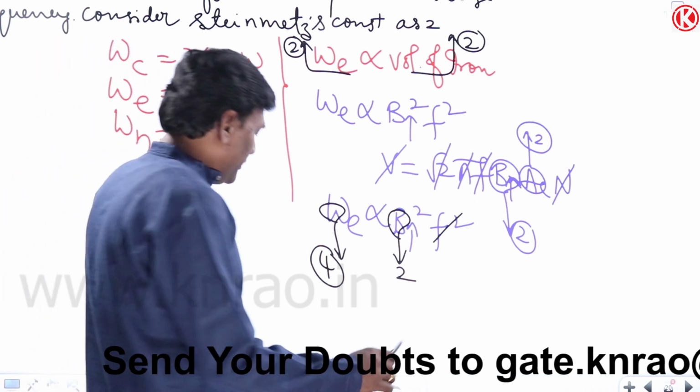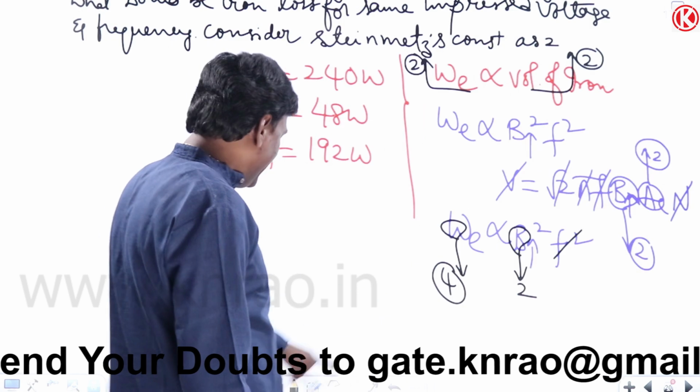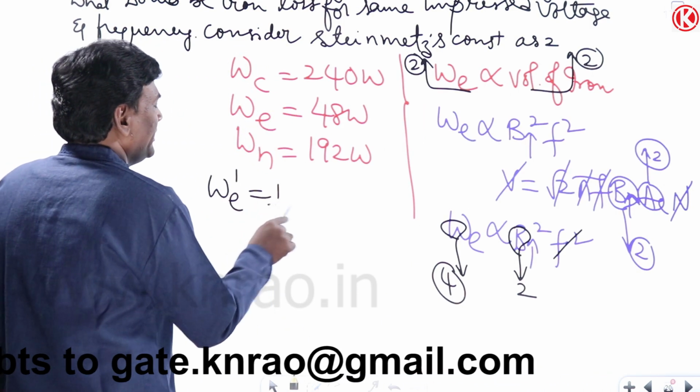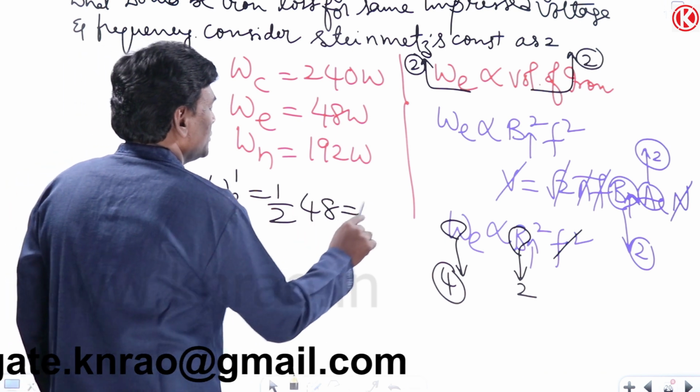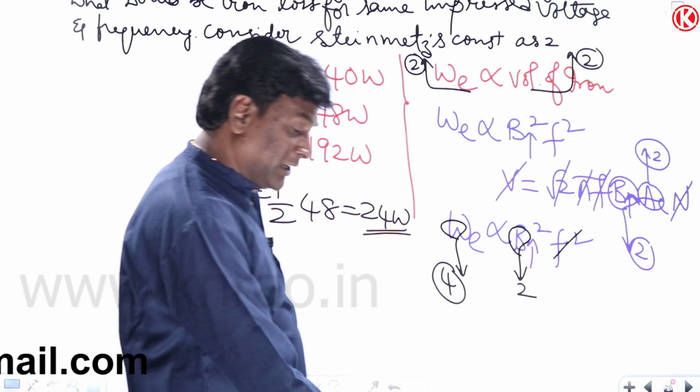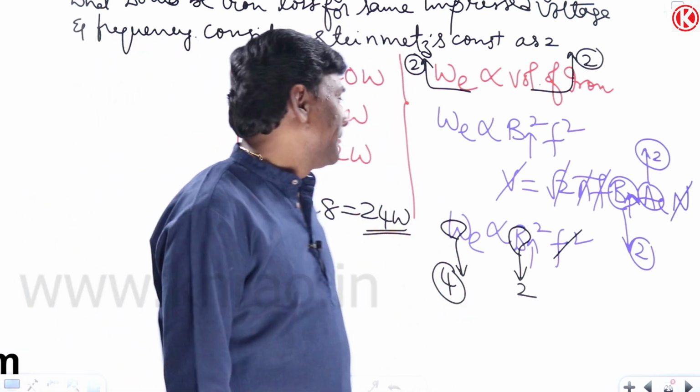So if you think of total eddy current loss now, the total eddy current loss is going to be half of 48, which is 24 watt. Keep it aside. You will not find this question anywhere, frankly.